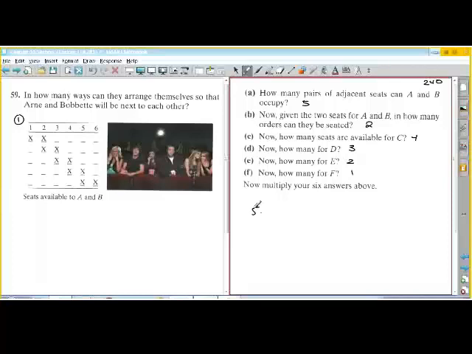And now you multiply all your numbers together. 5 times 2 times 4 times 3 times 2 times 1. So it's 5 times 2 times 4 times 3 times 2 times 1, and that's 240. So instead of 720 different ways to seat the 6 people without any restrictions, you only have 240 ways that you can seat everybody with Arn and Bobette next to each other.